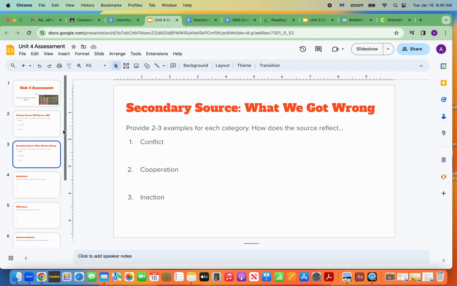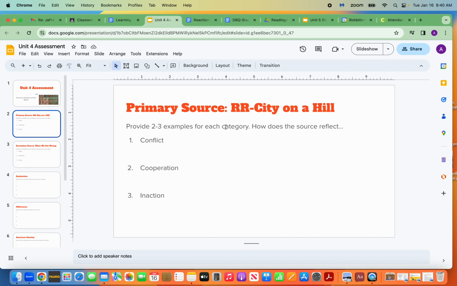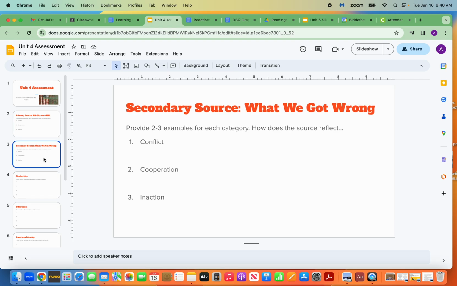So here you're going through the primary source. How does it reflect conflict, cooperation, and inaction as defined in the other document that you saw in the assignment? You'll do the same thing with the secondary source, What We Got Wrong. How does that exemplify conflict, cooperation, and inaction? And I want you to provide 2 or 3 examples for each of these categories as you read the sources.